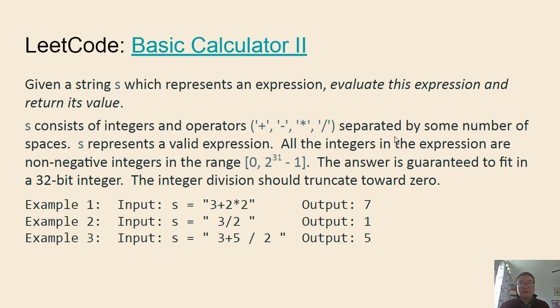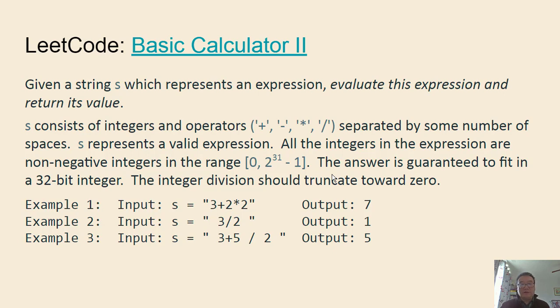So there are some additional conditions. First, there may be white space separating them. And we're guaranteed we are given a valid expression. And all the integers are non-negative integers in this range. And the answer is guaranteed to fit in a 32-bit integer. And also division should truncate towards 0. So just the standard Java or C integer division behavior.